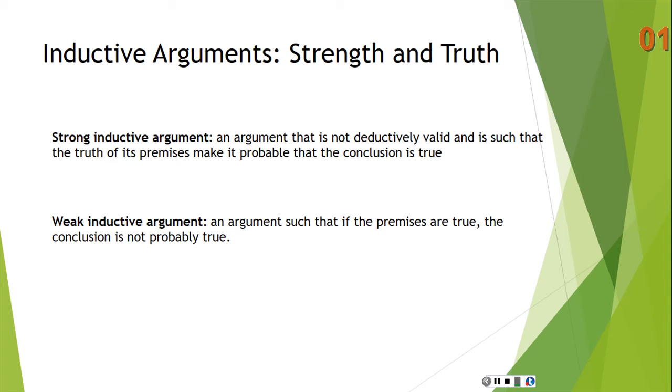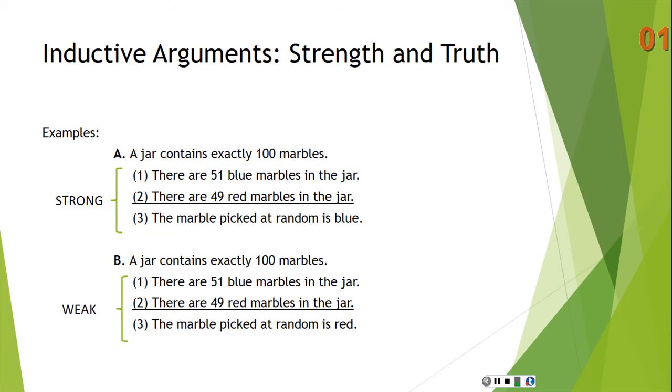Now, a weak inductive argument is an argument such that if the premises are true, the conclusion is not probably true. So 50-50 or below. So even if the premises are true, it doesn't make the conclusion more probable than not. Okay, so here are two examples to try to show you the dividing line between strong and weak arguments. Suppose you have a jar containing exactly 100 marbles. 51 blue marbles are in the jar. 49 red marbles are in the jar.